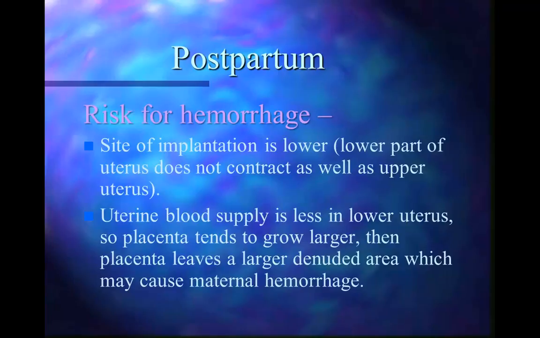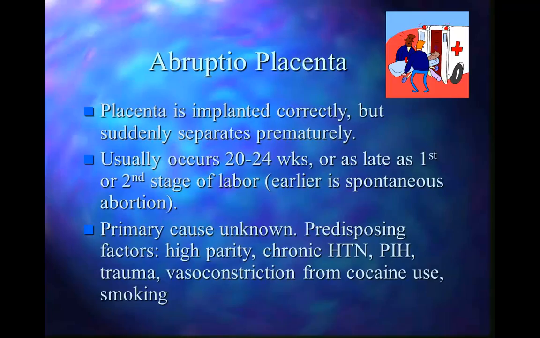And then when the placenta is delivered, it leaves a larger denuded area, which can cause maternal hemorrhage because you've got a bigger area that can bleed from and that uterus that's not contracting there. So women with placenta previa in pregnancy are always at a greater risk for postpartum hemorrhage. Keep that point in mind.